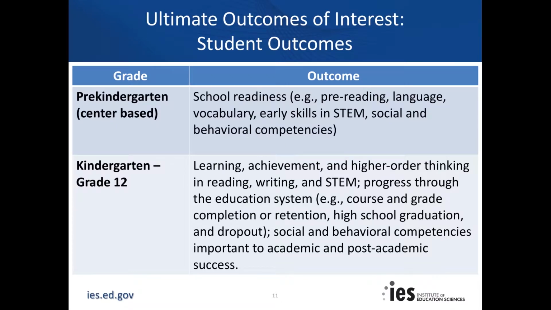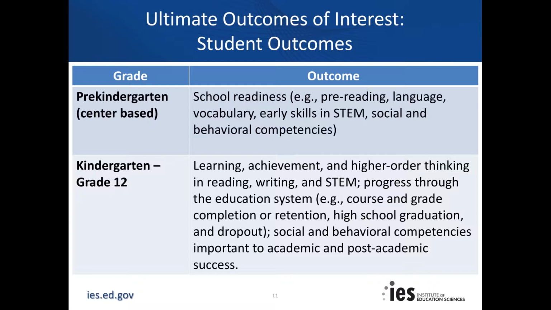IES also identifies the outcomes of interest that you would want to address by the age, grade, and education setting the students are in. For pre-kindergarten, the required outcomes are primarily those that would be considered school readiness, such as pre-reading, pre-language, vocabulary, early STEM, which is science, technology, engineering, and mathematics, and the social behavioral competencies to actually engage in school. Research must address center-based pre-K programs.